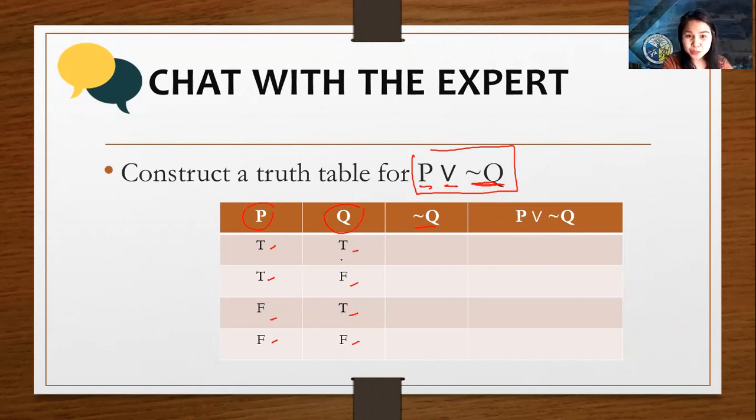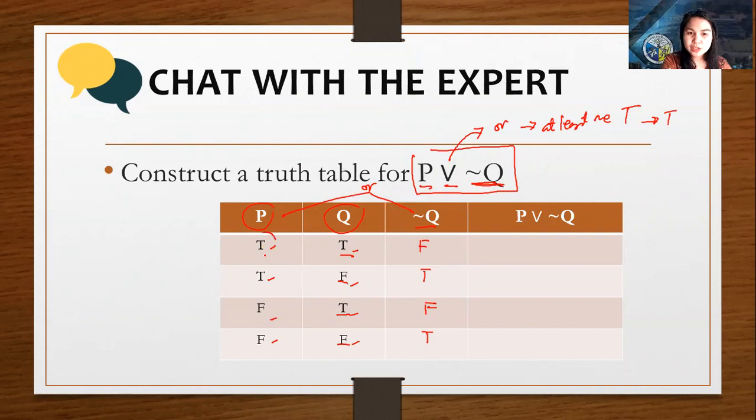Now, let's start with the negation of Q. You look at the Q. It's true, so make it false. It's false, make it true. True, make it false. False, make it true. Next, P or not Q. You only look at the P and not Q column. This is an or. So what's the rule? At least one true to make it true.